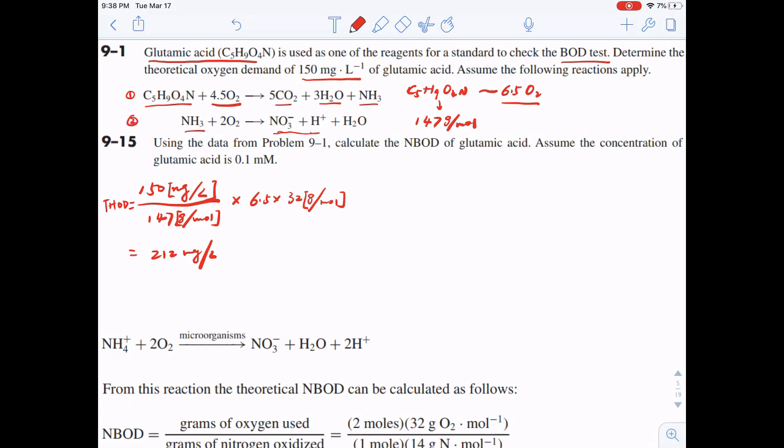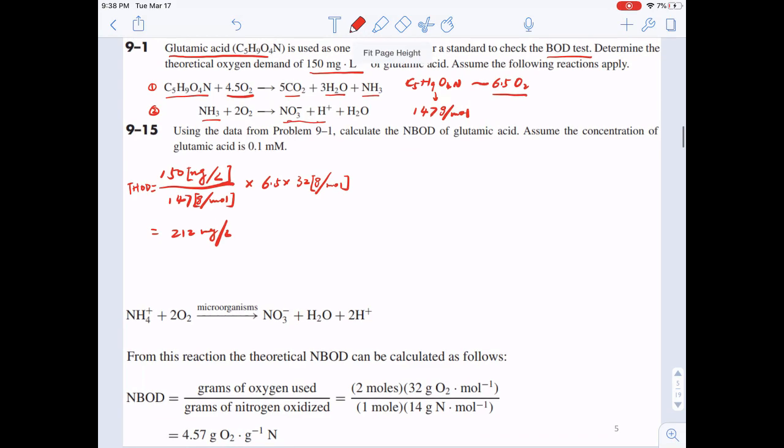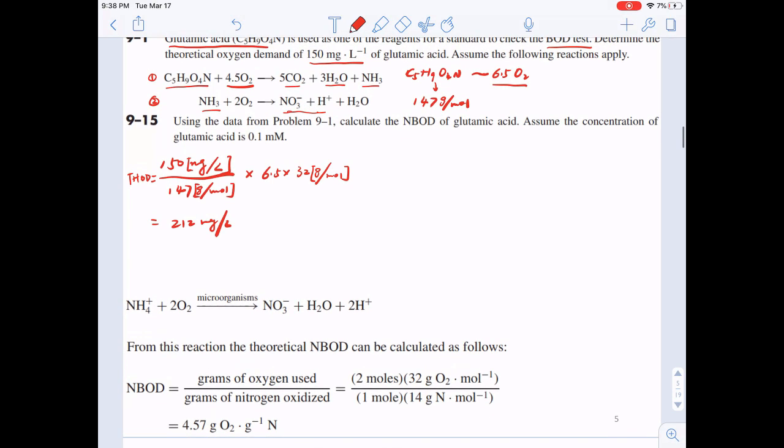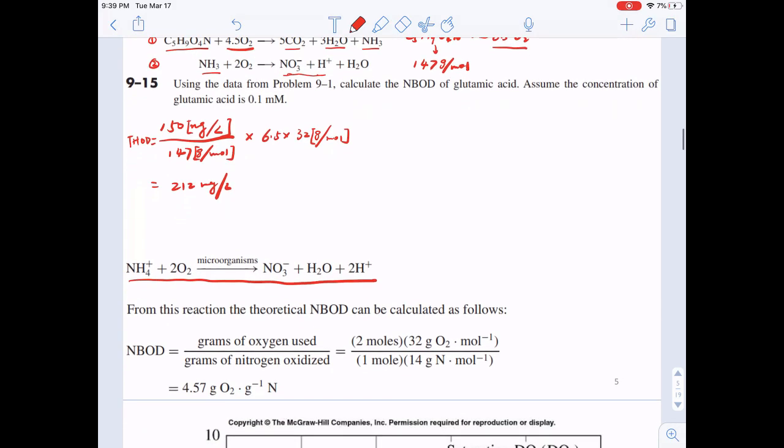Okay, so this is how we can work out this reaction here if we trace the first and second equation. We also have problem 915, which asks us to calculate the NBOD. The NBOD means converting the nitrogen into the species that cannot get oxidized anymore. The nitrogen comes from this reaction here. Once ammonia gets dissolved into water, it forms ammonium ions, right? Ammonium ions can further react with the oxygen and form these species here.